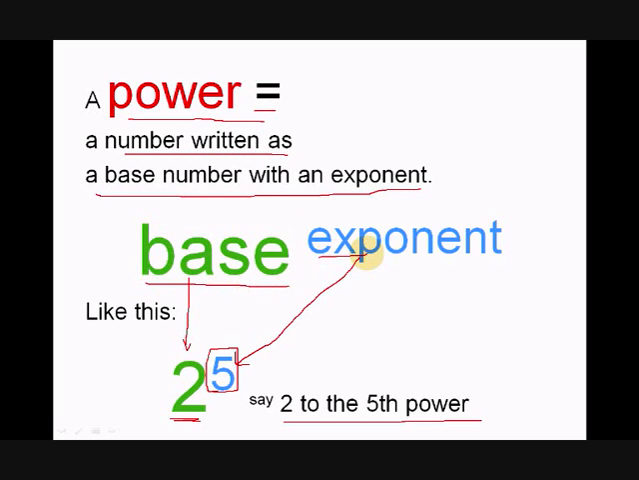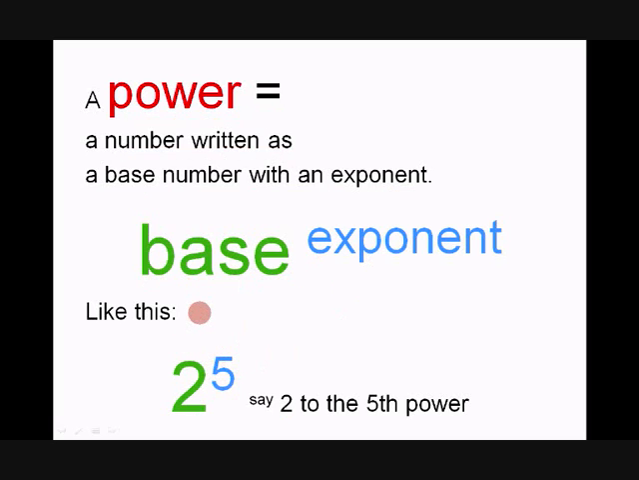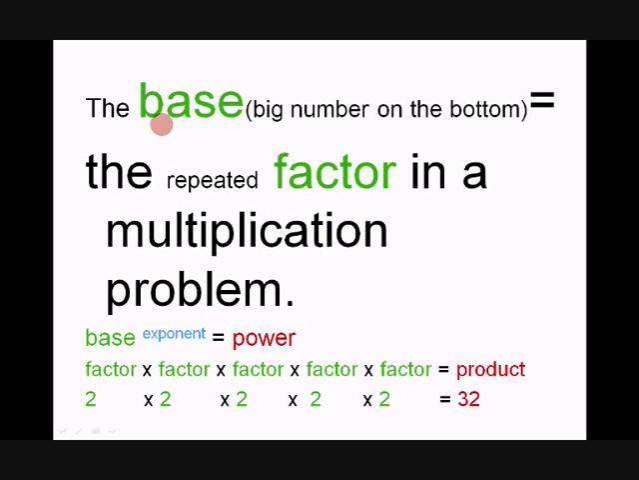This is the base and this is the exponent. Which is the base here? 2 is the base. Which is the exponent? 5 is the exponent. Okay? So the big number on the bottom is called the base, right?